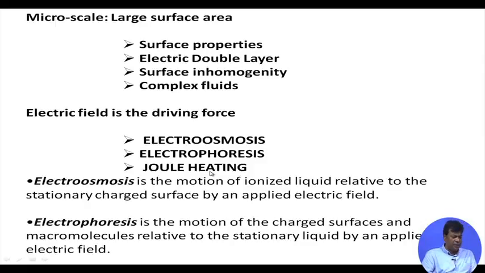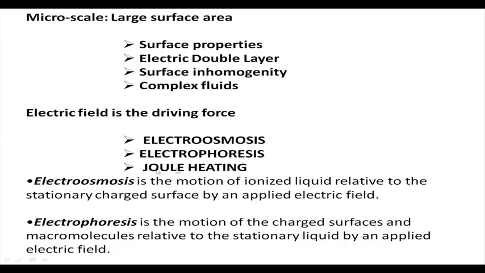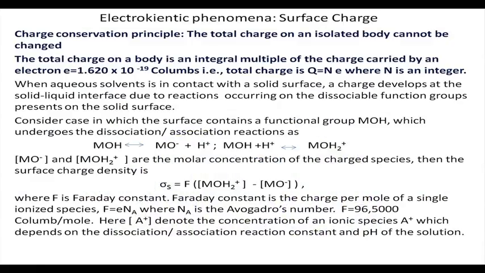Because of the movement of the ions, there will be heat generation, and that is Joule heating. We will talk about this later on. Now, electroosmosis is basically the motion of ionized liquid relative to a stationary charged surface by an applied electric field, and electrophoresis is the motion of the charged surface and macromolecules relative to the stationary liquid by an applied electric field. Now, how does the surface charge develop?